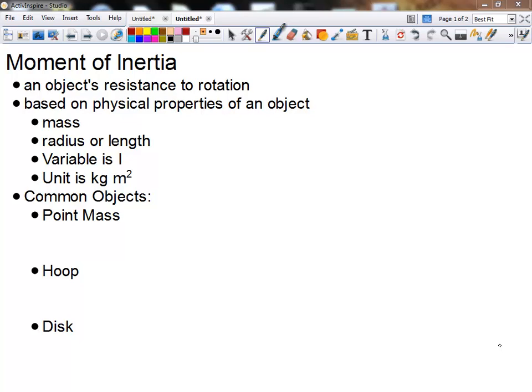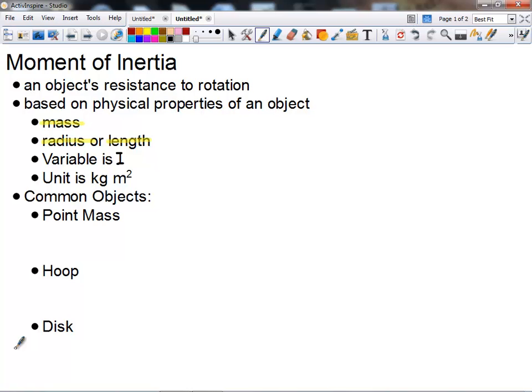In our rotational inertia, it will be dependent upon not only the mass, but also the radius or the length of an object as well. The variable that we use to represent rotational inertia is I. Okay, we'll also use I for current in a couple of weeks, but that's the one we're going to use right now. And our unit is kilograms times meters squared.